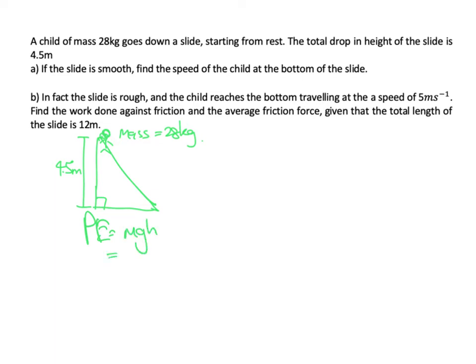So m here is 28 kg multiplied by 10 and multiplied by the height, which is 4.5 meter, and use your calculator to find your answer. This is 28 times 10 times 4.5, and it's 1260. And to find the speed at the bottom of the slide, V, we use KE equals to half mv square.